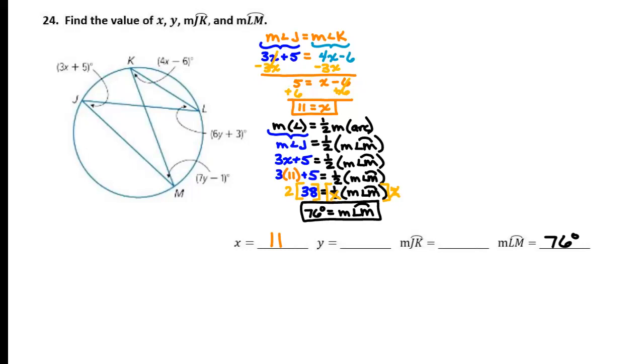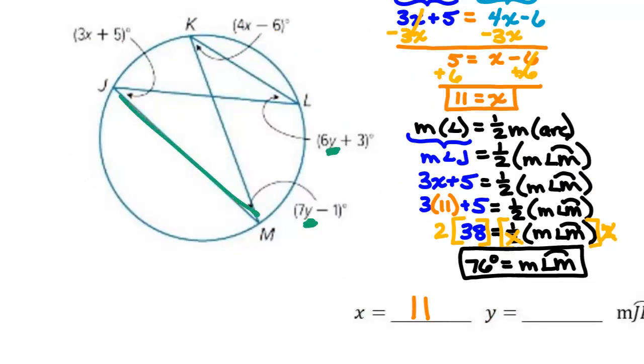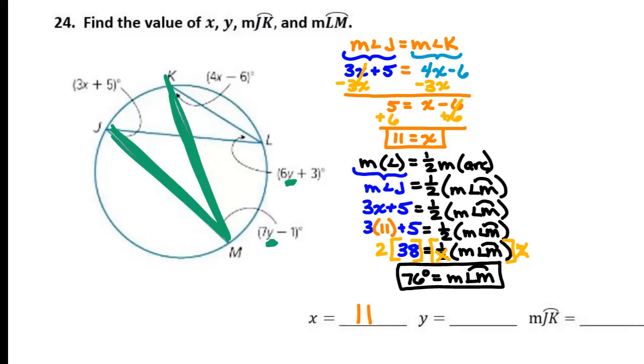Next, we need to find y. Where is y? Angles M and L. So angle M is this angle right here. What arc is that angle intercepting? JK. Angle L is this angle right here.